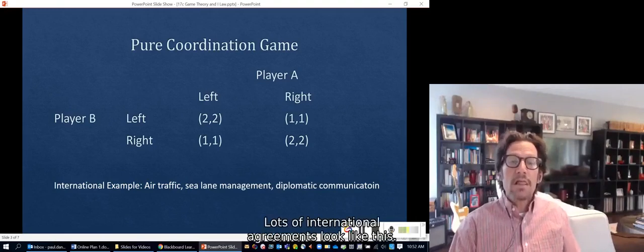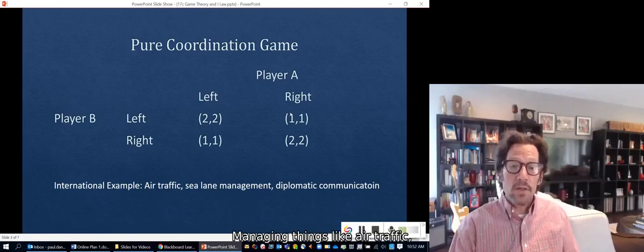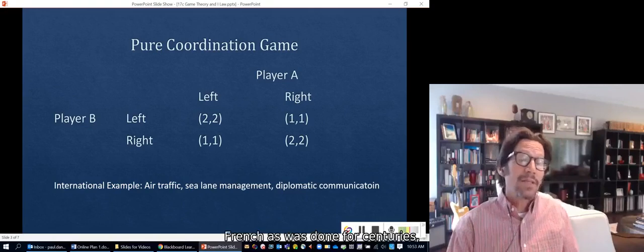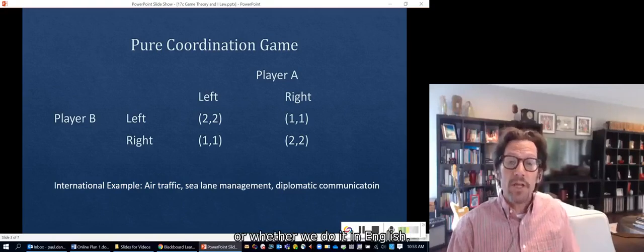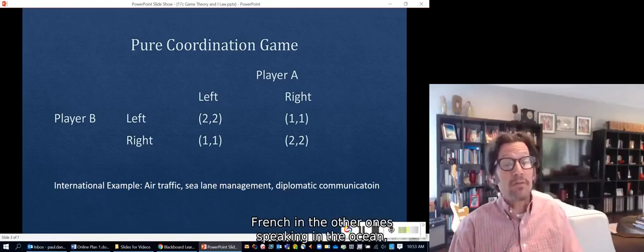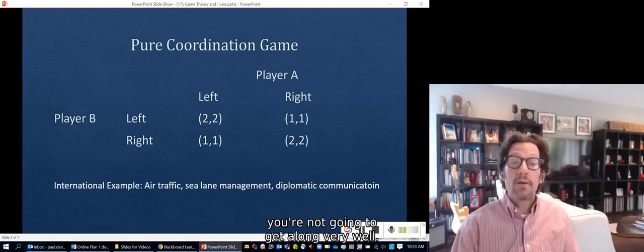Lots of international agreements look like this, managing things like air traffic, sea lane management, diplomatic communication. Just think about diplomacy. What language are we going to conduct diplomacy in? Well, it doesn't matter if we do it in French, as was done for centuries, or in English, which is typical now, but if one person's speaking French and the other one's speaking English, you're not going to get along very well.